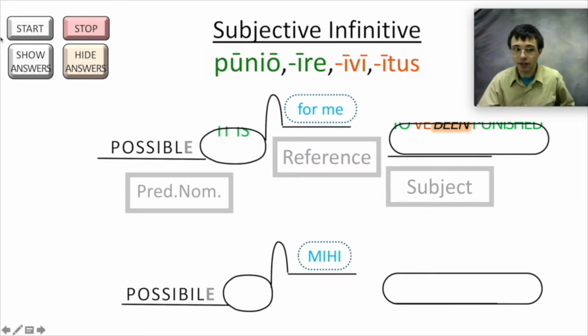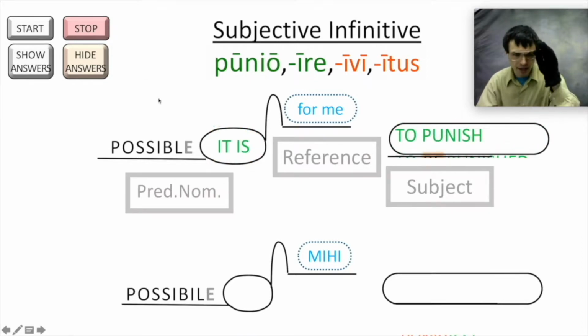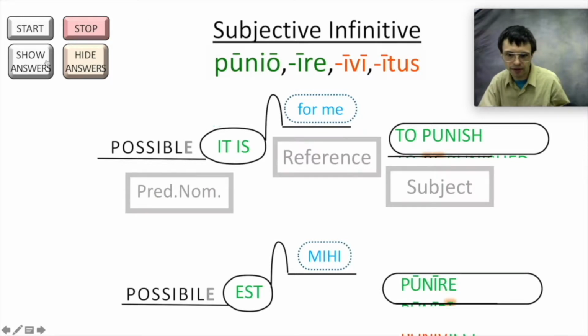All right, so stop the video and try these. Of course, if you want to do this, then you need to download this PowerPoint from the link down in the video description down below. Start it and stop it and say it in Latin. Possibile est mihi punire. That's pretty easy.